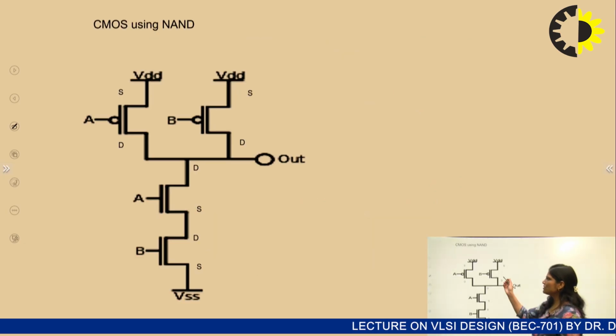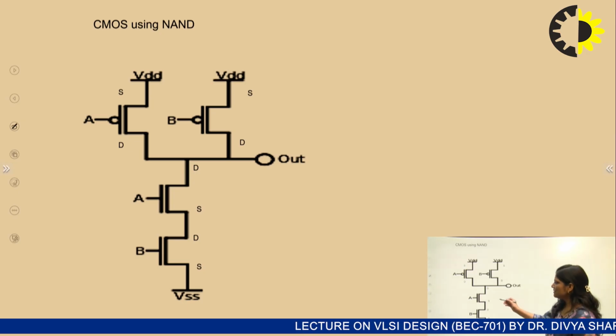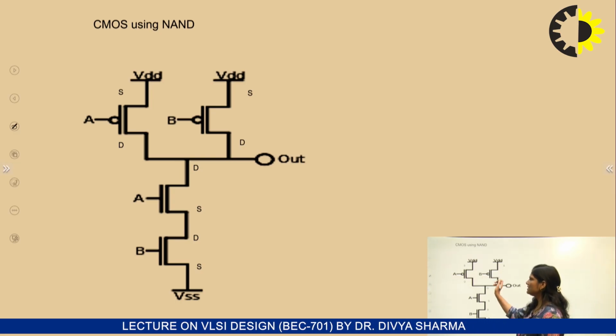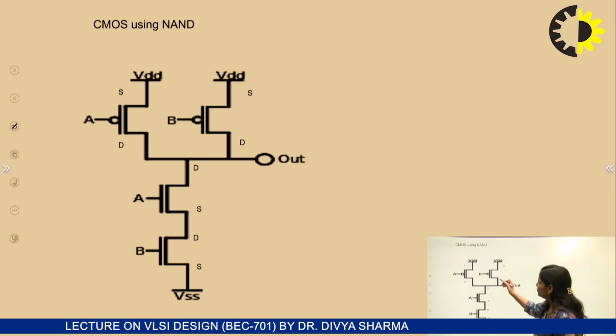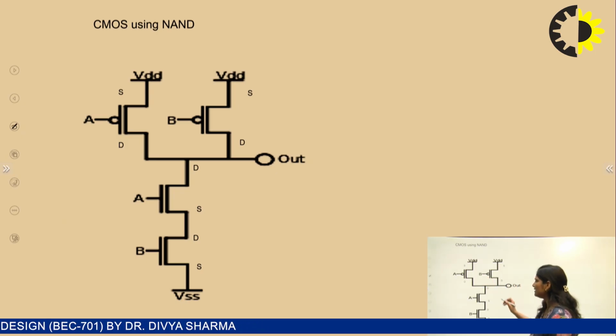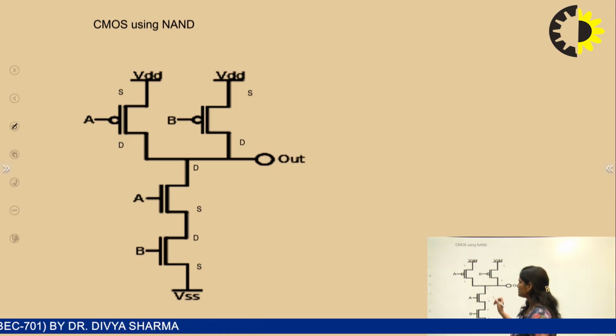Now the CMOS NAND gate. NAND gate means in the case of NMOS, A and B both are connected in series, but in the case of PMOS, these two are connected in parallel. Now you can see this is a PMOS. So here PMOS, this terminal is connected to VDD. This is source, this is gate, this is drain, and here this is NMOS. So this is drain, this is source.